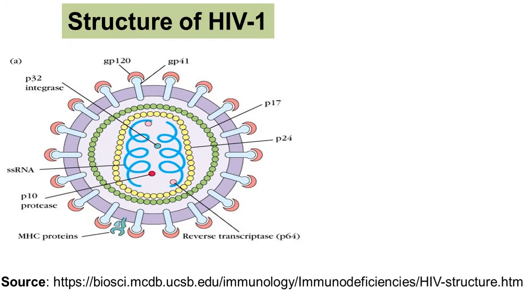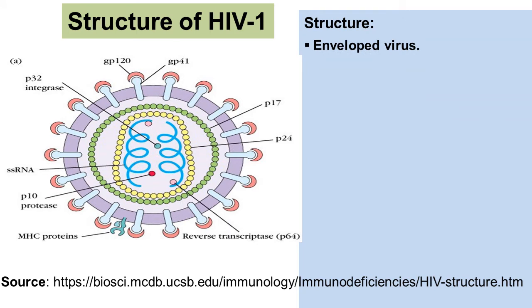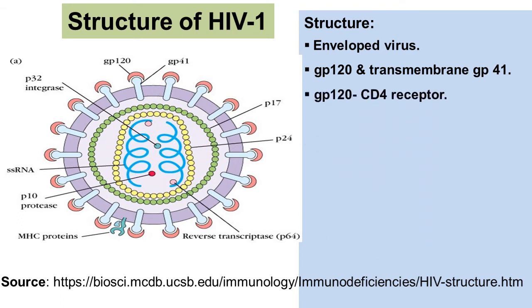Let us have an overview of the structure of HIV-1. HIV is an enveloped virus. The envelope is derived from the host cell membrane. The envelope has two viral proteins, GP120 and GP41. GP41 is a transmembrane protein. GP120 binds with the CD4 receptor of the host cell.